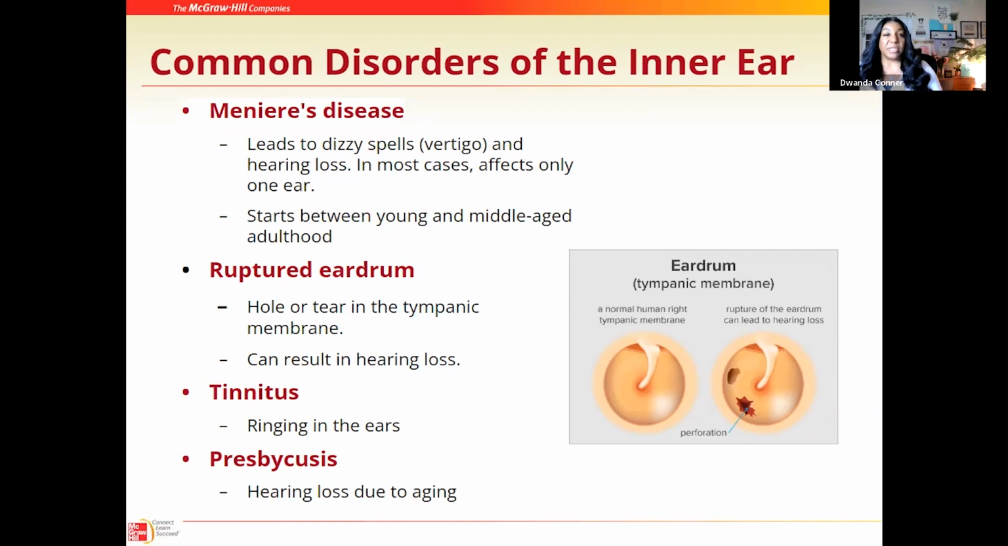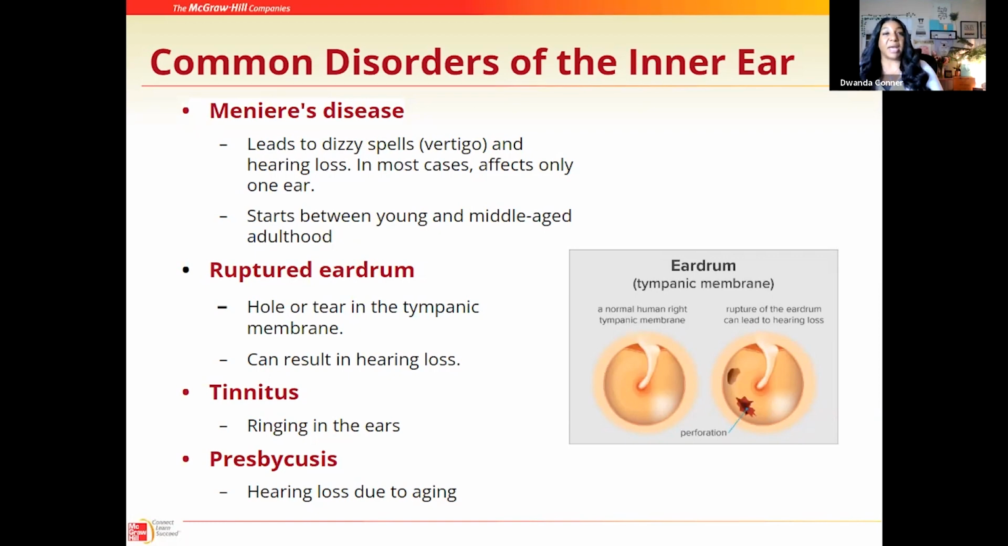So a lot of students tend to get these confused, but keep in mind, as I said, tinnitus is just ringing in the ears, whereas Meniere's disease is going to be the ringing in the ears along with the dizzy spells associated with age that could result in hearing loss. Ruptured eardrum is what you see in the picture here. This is a perforation of the eardrum, which could lead to hearing loss as well.